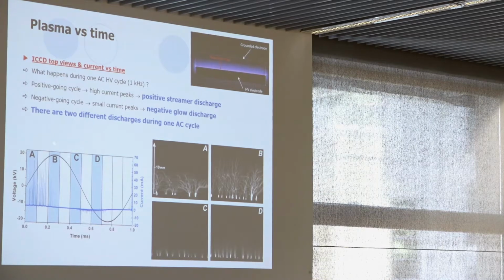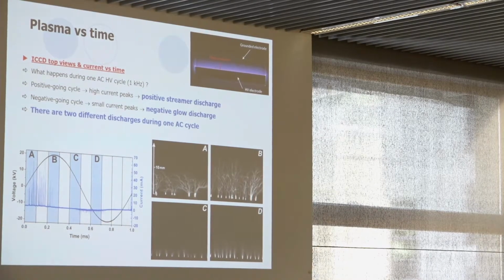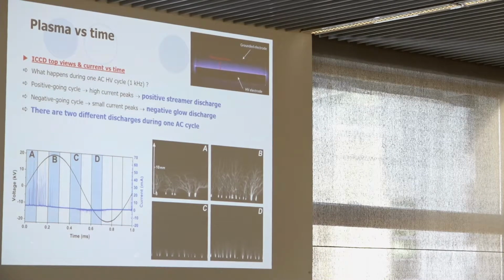And during the negative going cycle, we have small current peaks, and we are in the presence of a glow discharge. So the first information about this type of discharge is that we have two different discharges occurring during one AC cycle. A positive discharge, and a negative discharge.